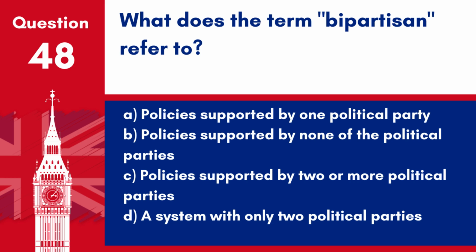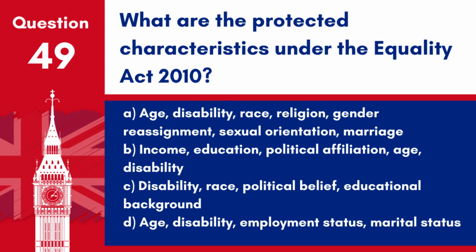A. Policies supported by one political party. B. Policies supported by none of the political parties. C. Policies supported by two or more political parties. D. A system with only two political parties. Answer: C. Policies supported by two or more political parties. A bipartisan approach in the UK refers to policies or decisions that receive support across different political parties. Question 49. What are the protected characteristics under the Equality Act 2010?